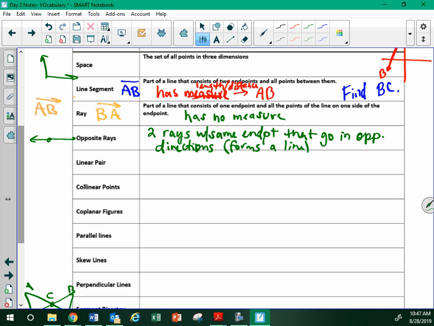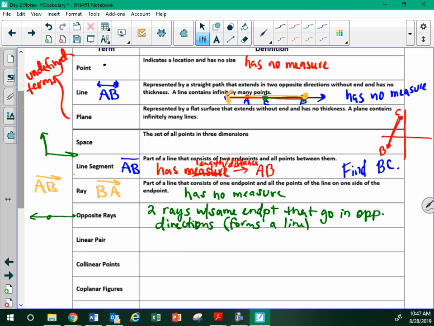Okay. Now I want to build upon that and go to linear pair, but I feel we need to define a couple of things first before we do that. So I'm going to go ahead and hop down to our collinear points and our coplanar figures. Does anyone know what it means to be collinear? So I can say that A, B, and C are collinear. What do you guys think of that? Points on the same line. Yeah, they lie on the same line. So you can kind of see collinear has that word line in there. So collinear points lie on the same line.